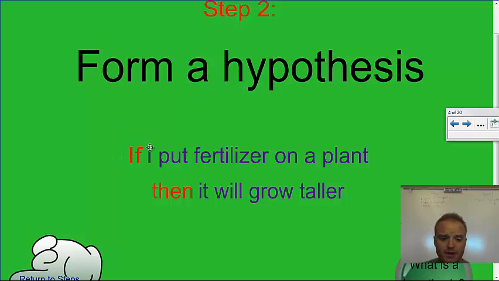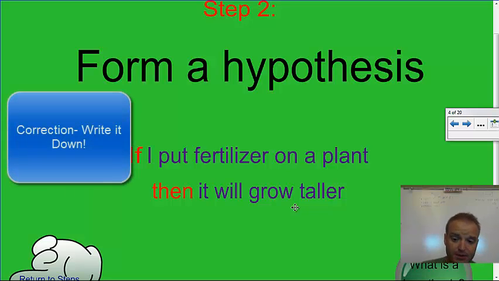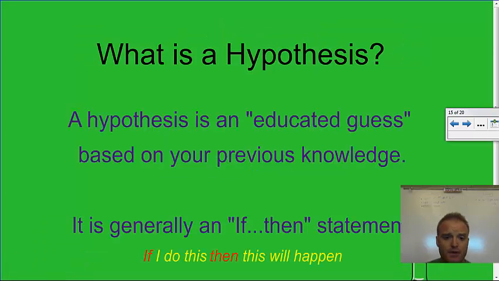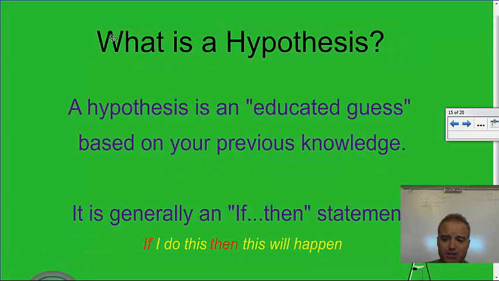Again, you don't necessarily have to write down this purple part, but for our experiment: if I put fertilizer on a plant, then it will grow taller. You can see in red there the if-then. The hypothesis typically is an if-then statement. A hypothesis is an educated guess based on your previous knowledge. What do you already know about the topic? It's also what you think is going to happen. So if I do this, then this will happen. It really sets up your experiment, and that's generally how a hypothesis is set up.